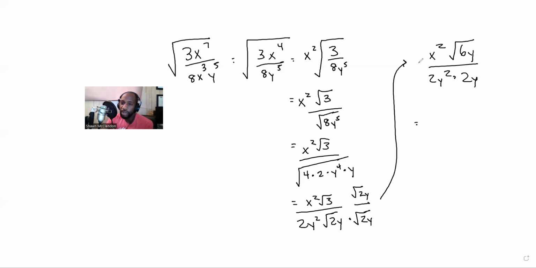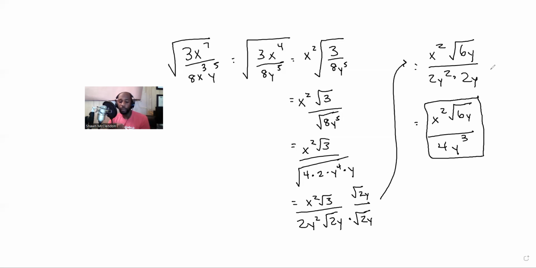Now let's go ahead and finish that. So that is x squared times the square root of 6y, divided by 2 times 2 is 4. y squared times y is y cubed. And that, yes, is your answer.